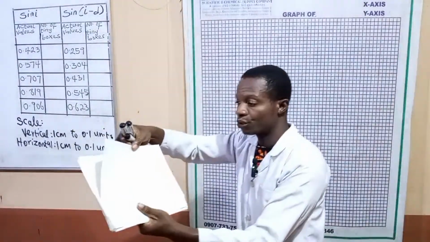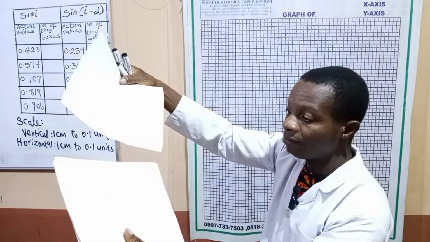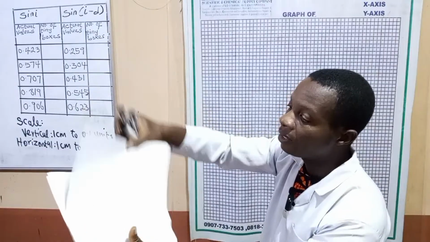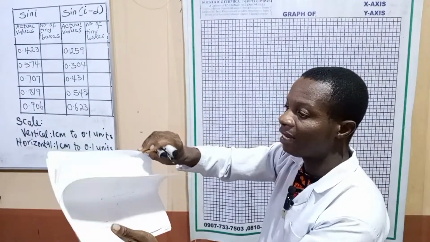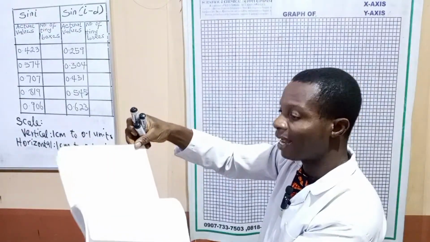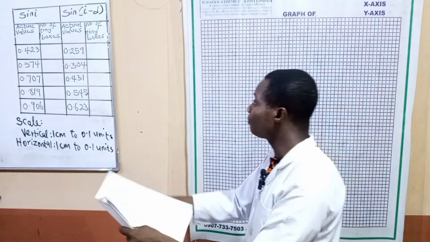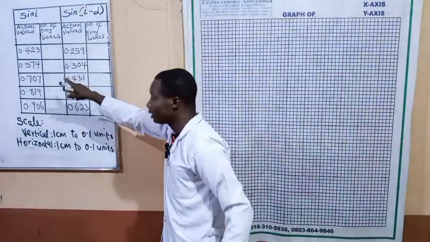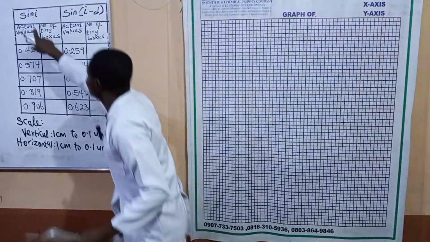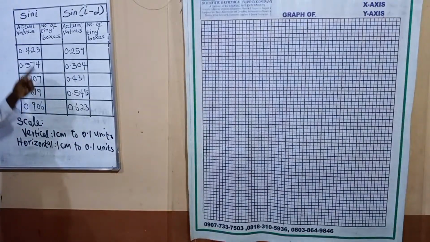Now, these were the values I got. These are the real values. I got 25, 35, 26.5, a lot of them. I got a lot of readings, about 5 of them. Now, I got the sine. These are the sines of the angles of incidence that I took.